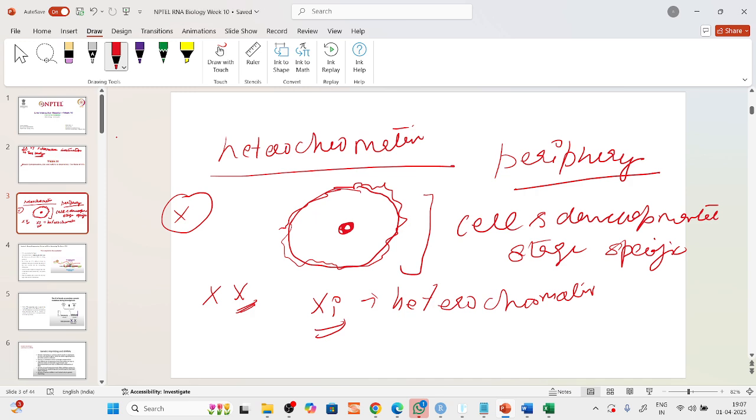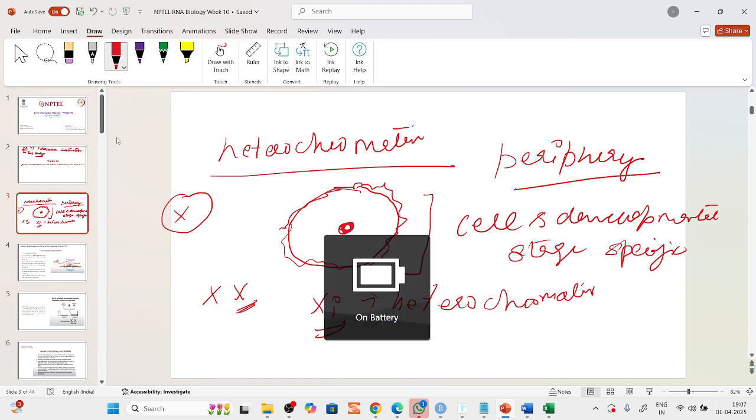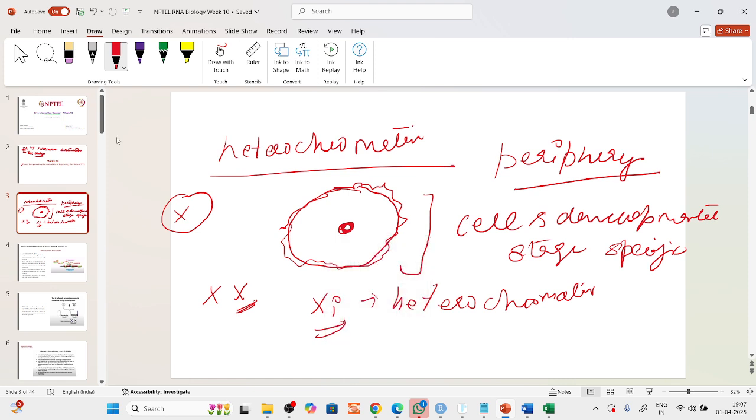Because since it is inactive now, there is no need for it to be present in the nucleus. So it is present in the periphery of the nucleus. I hope this is clear to everyone.